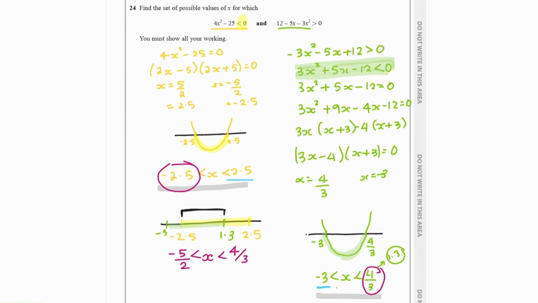So this was a 5-mark question. We would get the first mark for finding the correct solutions for the first equation and writing them as an inequality. The third mark would be for finding the correct solutions for the second equation and writing the solution correctly as an inequality. And the final mark would be for writing the correct set of values which satisfies both of these inequalities.